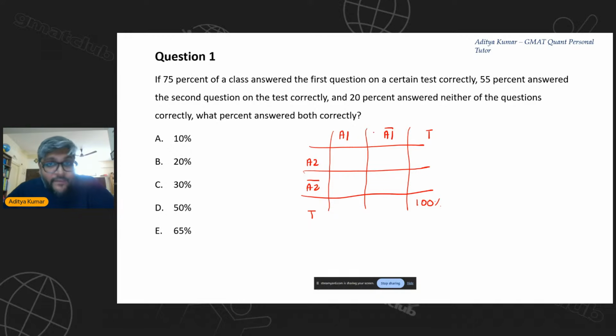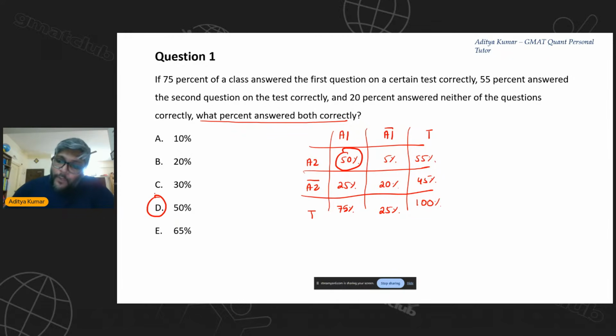75% of a class answered the first question on a test correctly. So this is total. The first question is 75. This should be 25. 55% answered the second question on the test correctly. So this is 55. This should be 45. And 20% answered neither. So neither would be the A1 bar and the A2 bar, which is 20%. Now you have data to fill up the entire table. That's 25%. That would be 50%. That would be 5%. And the question specifically asks me, what percent answered both correctly? So I need this, I would pick that and I would move on.